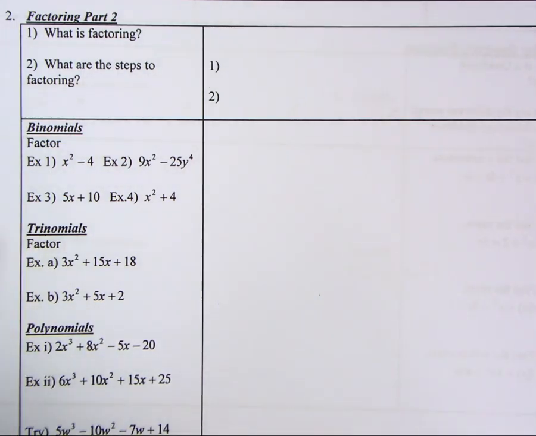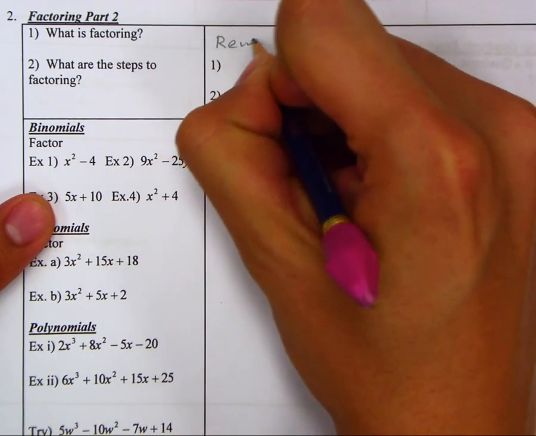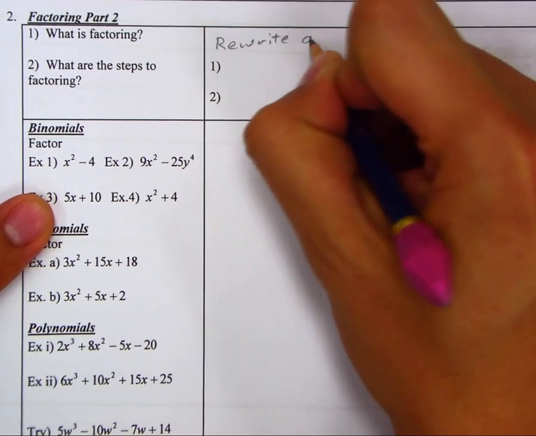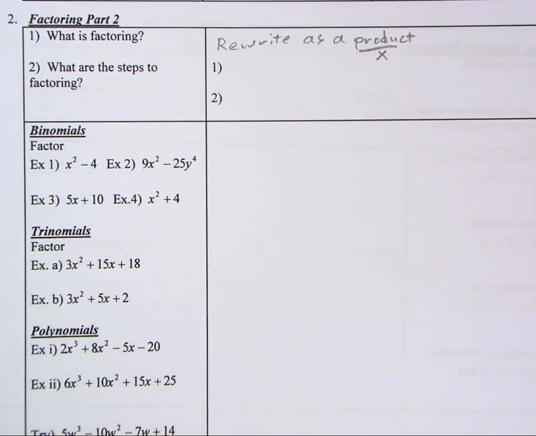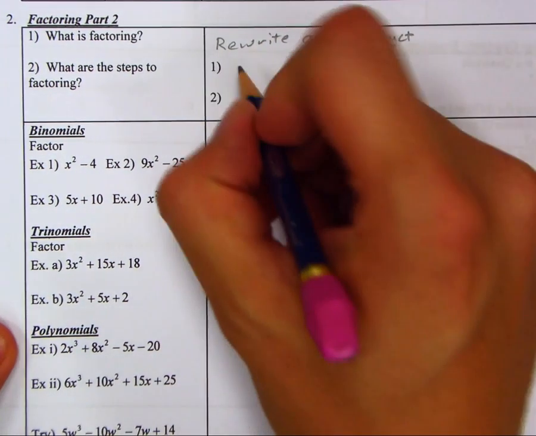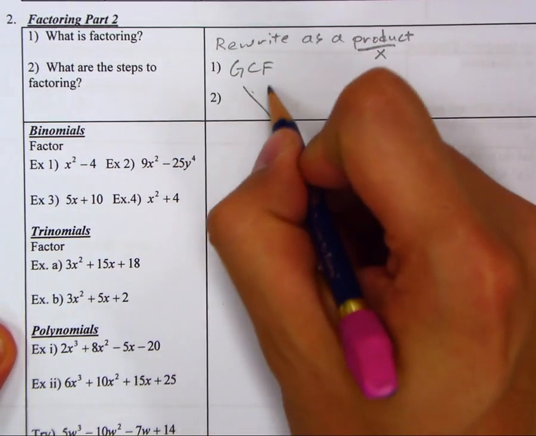Factoring part 2. What is factoring? Factoring means to rewrite as a product. And you remember, product just means multiplication. What are the steps to factoring? First, you want to take out the GCF, and then you want to try the diamond.